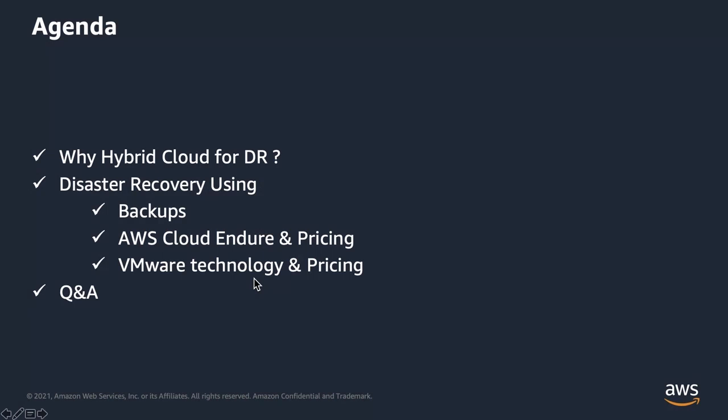The agenda for today is why should you consider hybrid cloud for disaster recovery? And then we will go through a couple of concepts or various technologies that are available to achieve hybrid cloud disaster recovery. Could be using backup technologies, or could be an AWS CloudEndure, and we'll also look at some pricing scenarios, and of course, VMware technologies and some pricing scenarios.